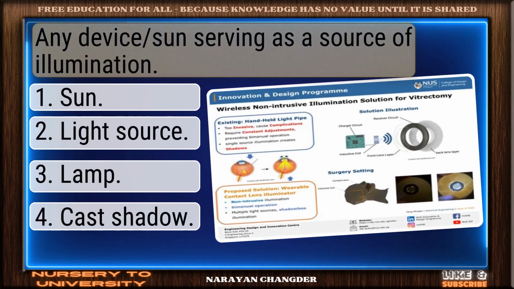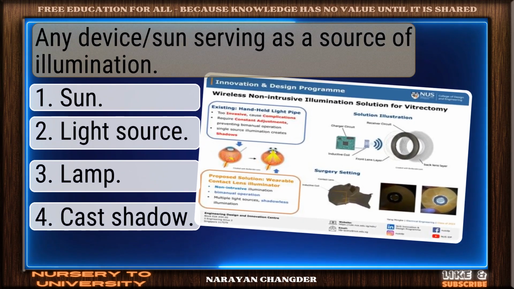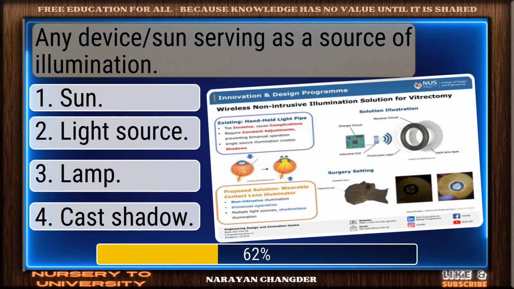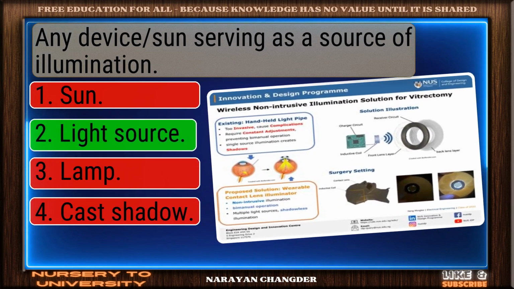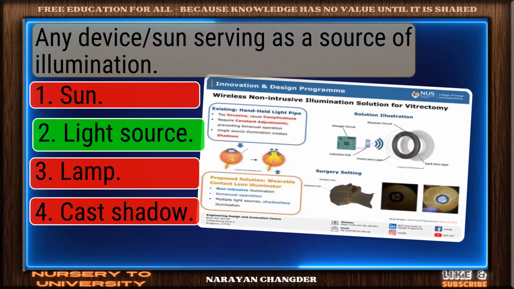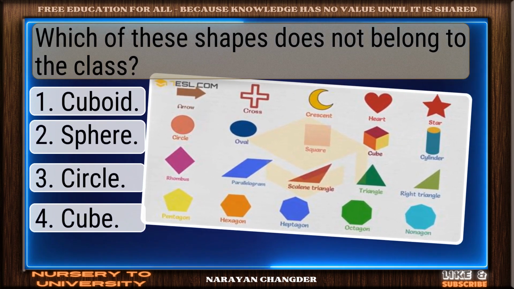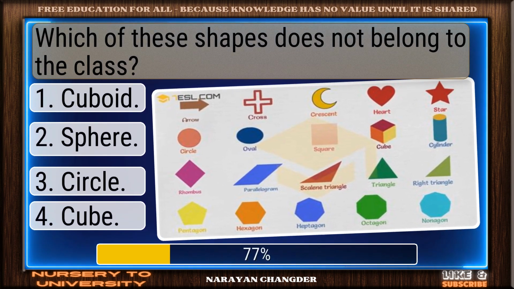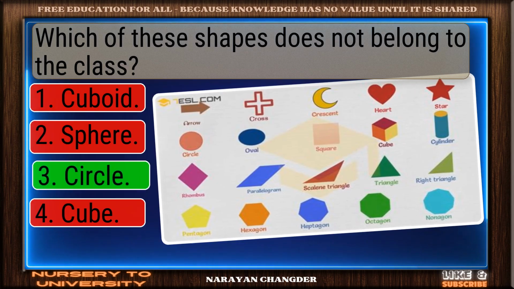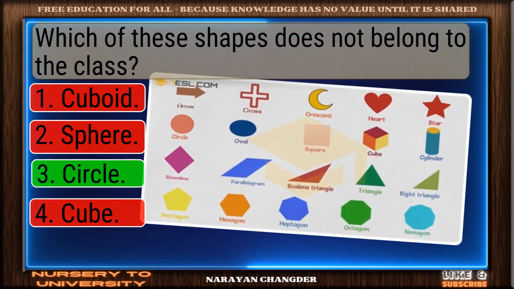Any device or sun serving as a source of illumination. Sharp thinking. Light source is the right choice. Which of these shapes does not belong to the class? Correct response. Circle is the most accurate answer.